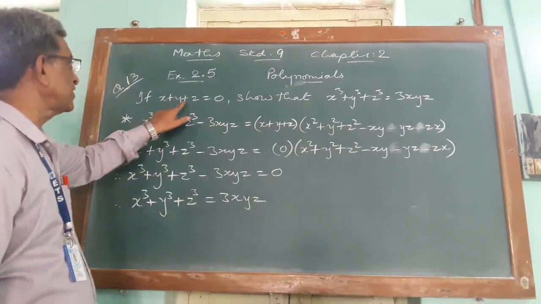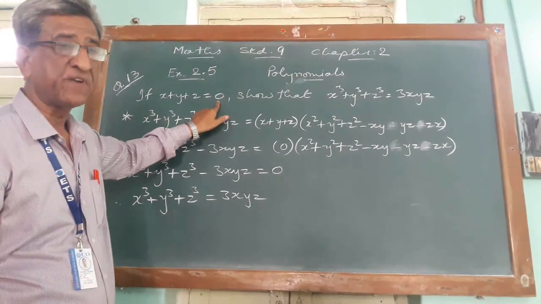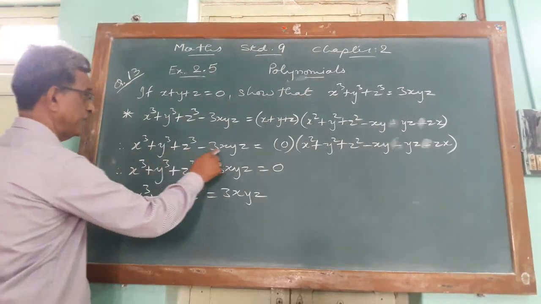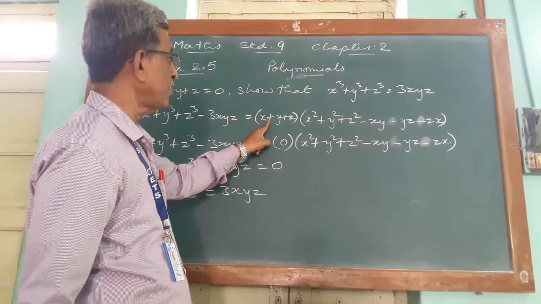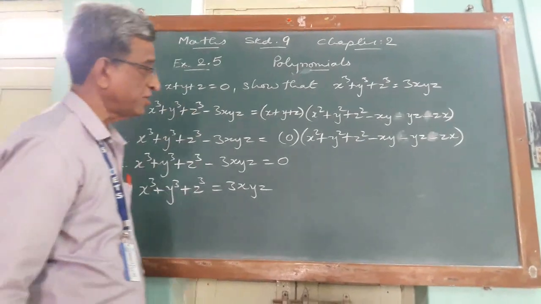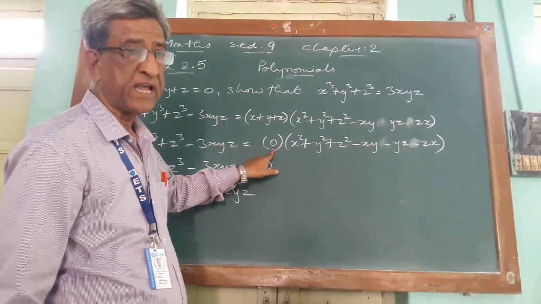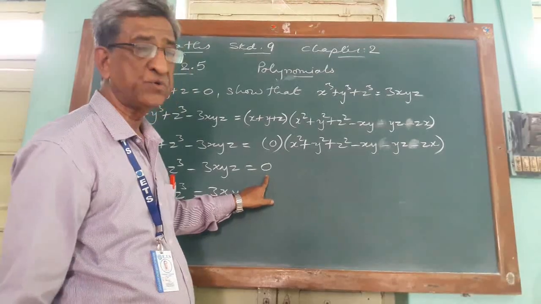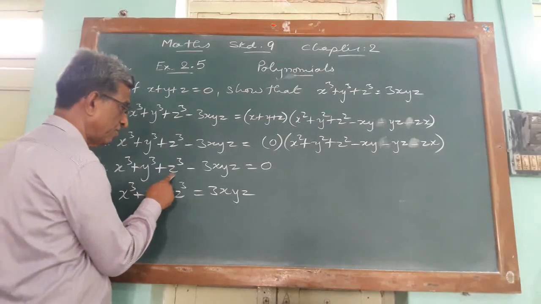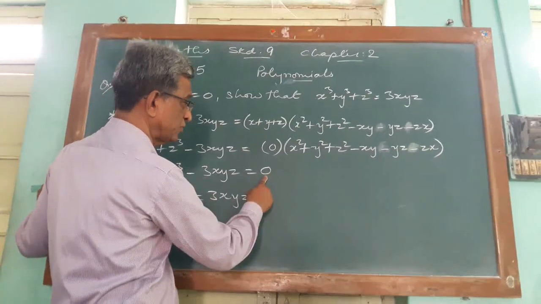So instead of x plus y plus z, substitute 0. All the steps remain the same. All these things remain the same. The only change is that x plus y plus z equals 0. Now you know that anything multiplied by 0 gives you 0. So what you will get? x cube plus y cube plus z cube minus 3xyz equals 0. 0 into this bracket gives you 0.